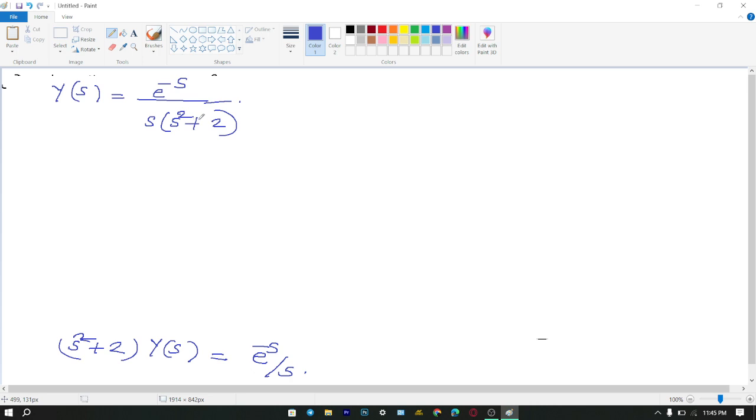Now here we can apply the method of partial fractions. So here we have 1 by s into s square plus 2, which is equal to a by s plus b by s square plus 2. Okay, this is not a linear term, so here we have to consider bs plus c.